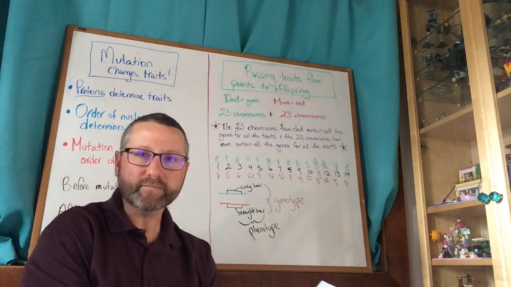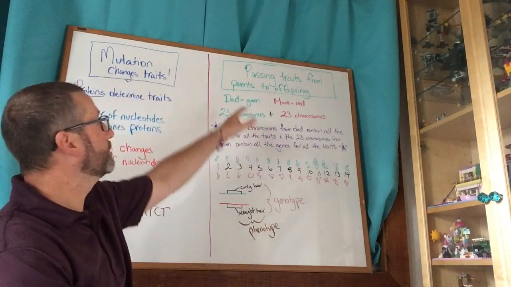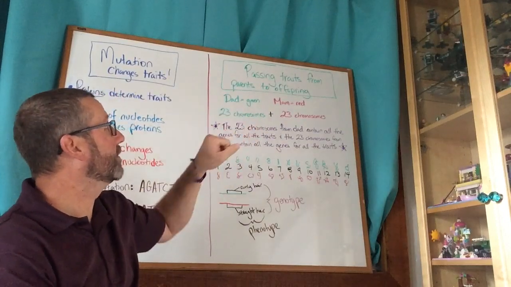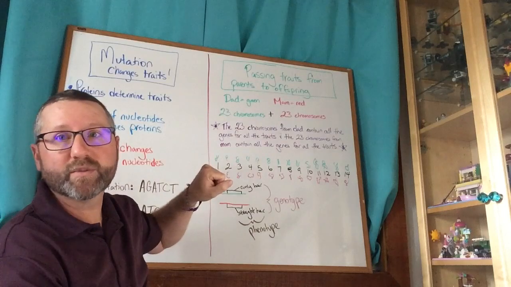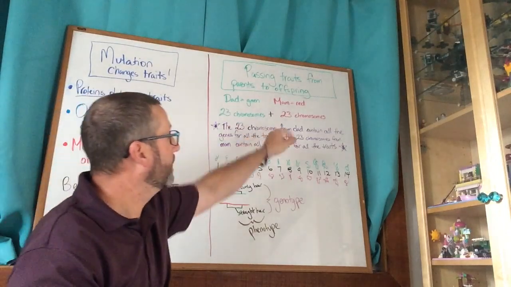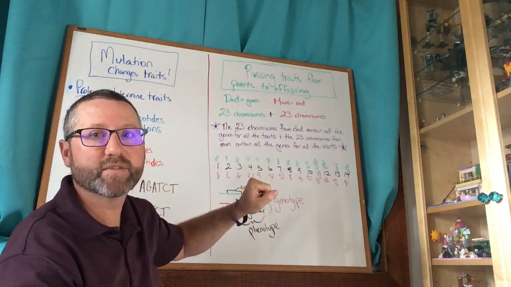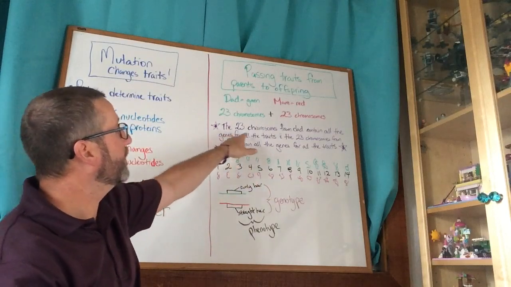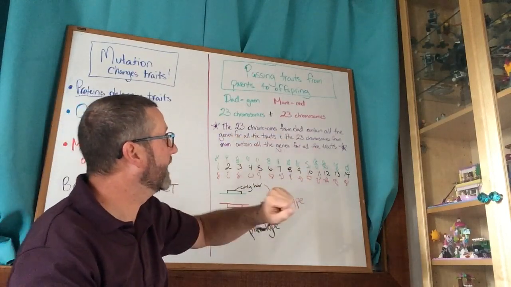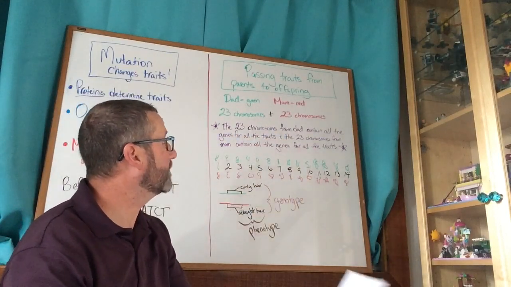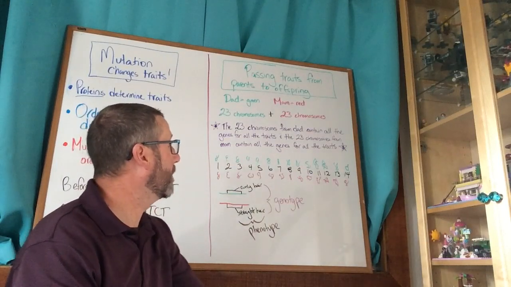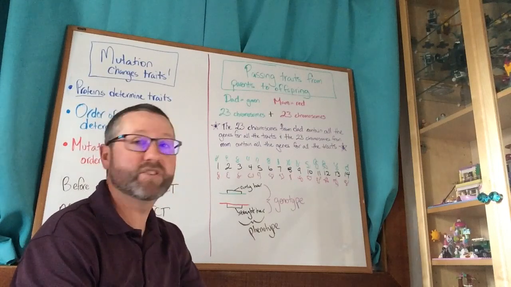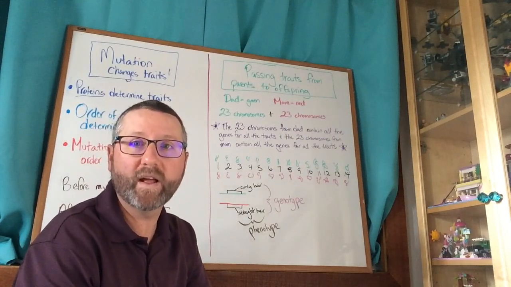So, let's review a bit of this, right? We have our passing of traits from parents to offspring. Dad gives 23 chromosomes. Dad's in green. Mom gives 23 chromosomes. Mom's in red. Now, the 23 chromosomes from dad contain all the genes for all the traits, and the 23 chromosomes from mom contain all the genes for all the traits as well.